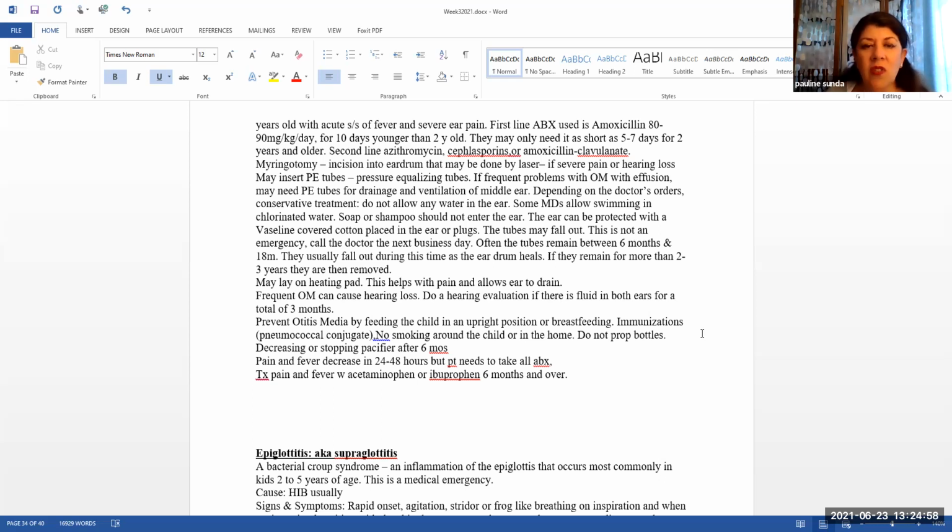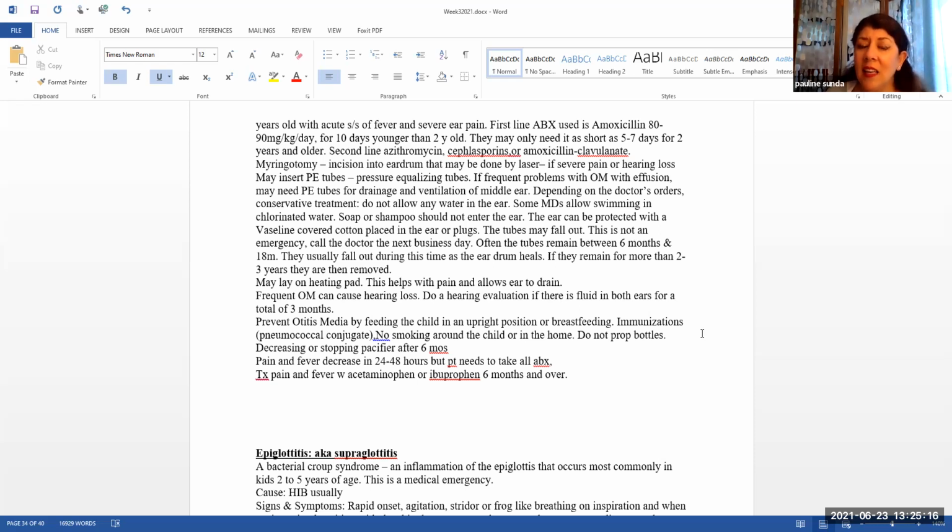Note that the tubes may fall out. This is not an emergency. Just call the doctor the next business day. Typically, they'll remain in anywhere from 6 months to 18 months, and they usually will fall out during this time as the eardrum heals. If they remain in more than 2 to 3 years, then they will be removed.